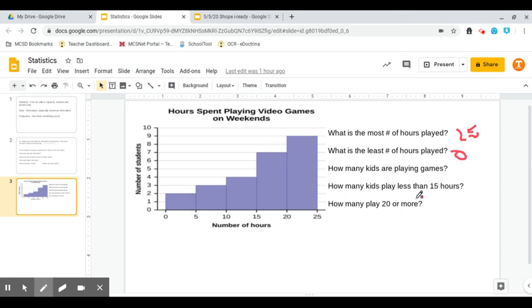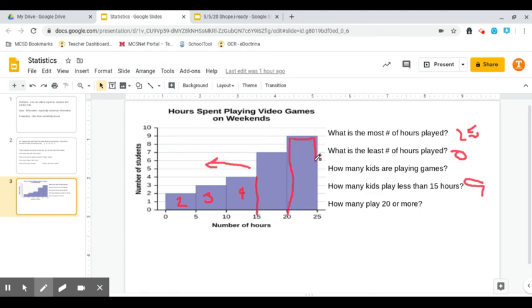How many kids play less than 15 hours? Well, 15 is here. Less than is that way. How many kids do it? Well, 4 play between 10 and 15. 5 and 10. 3 kids play this. And 2 kids are in this range. So how many play less than 15 hours? 4, 7, 9 kids.